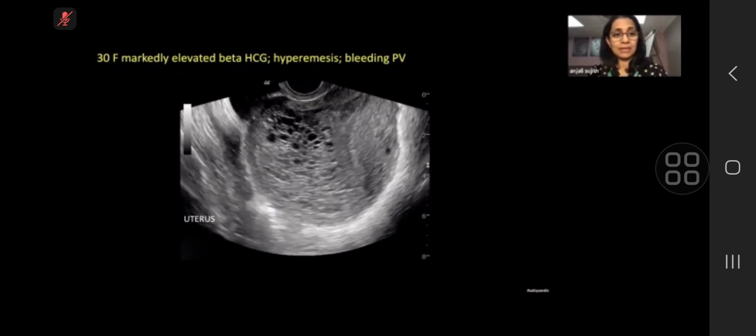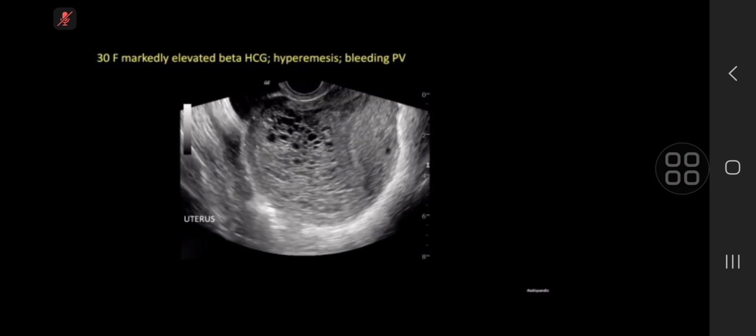This is a 30-year-old female, markedly elevated beta-HCG. She presents with hyperemesis and bleeding PV. So I'm given a single grayscale image of the uterus, and within the endometrial cavity there is a multicystic lesion. In the context of a markedly elevated beta-HCG and hyperemesis, I wonder whether this represents a molar pregnancy. I can't see a fetal pole or anything.